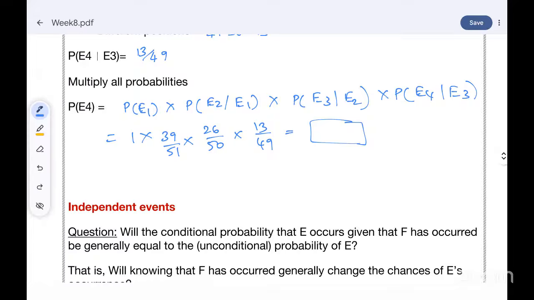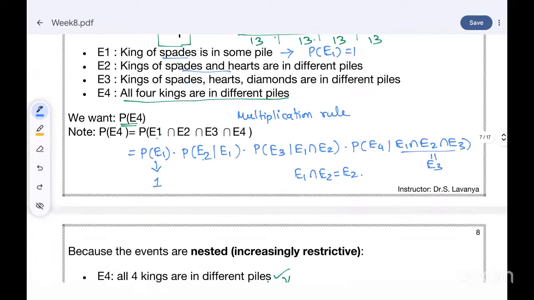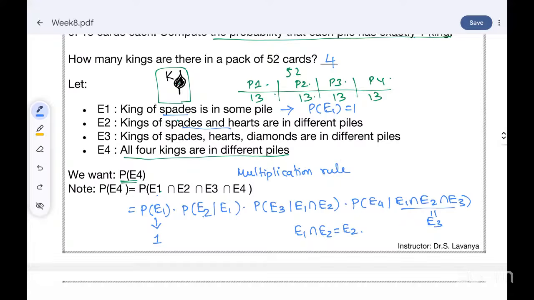So this question, is it clear for everyone? How did we find all four kings in different piles? Is it clear for everyone? Shall we move on? Yes. Okay, good.